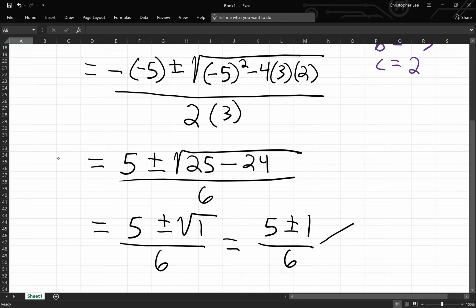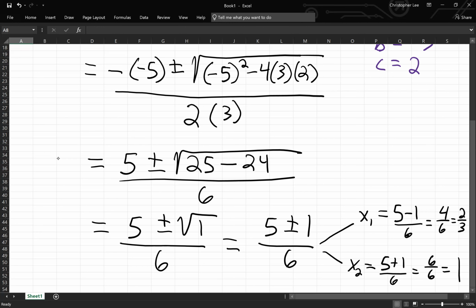So I got 2 answers here. x1 is going to be equal to 5 minus 1 over 6. 4 over 6, let's call that 2 over 3. Not too bad, right? Then I have x2. That's going to be 5 plus 1 over 6, call that 6 over 6, which is just 1. And that's my 2 answers, 2 over 3 and 1. So when you're entering that in WebWork, just remember there would be like 2 over 3, comma, 1 for the 2 separate answers, and that's it.